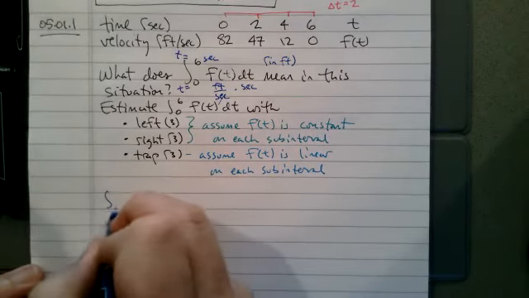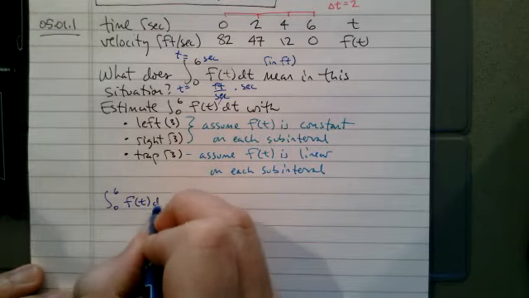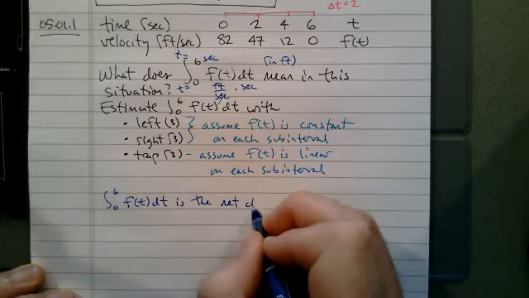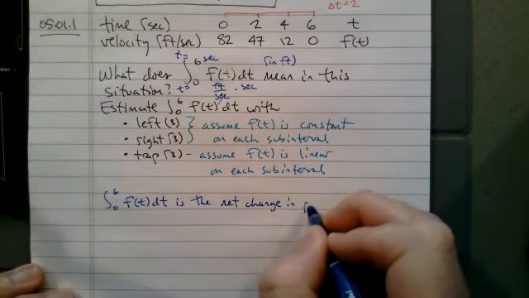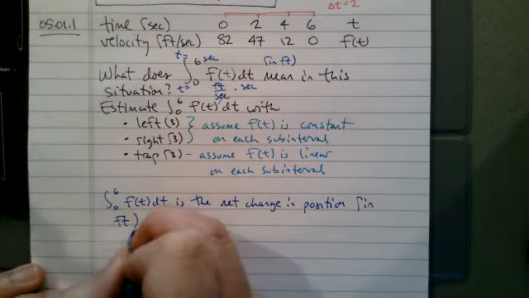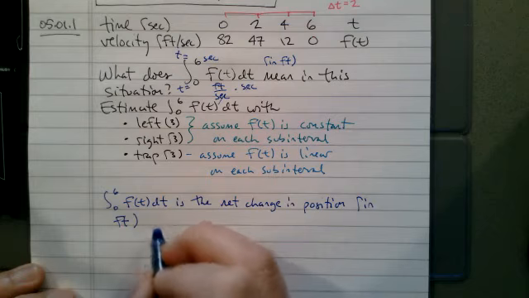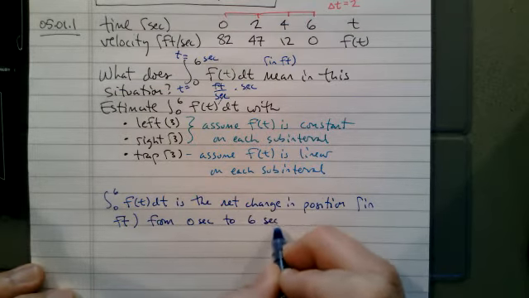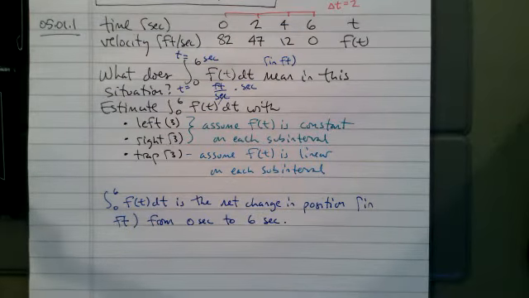So let's see, the integral from 0 to 6 of f of t dt is the change in position in feet between 0 and 6 seconds. So the integral is going to be the net change in position in feet from 0 seconds to 6 seconds. Any questions?